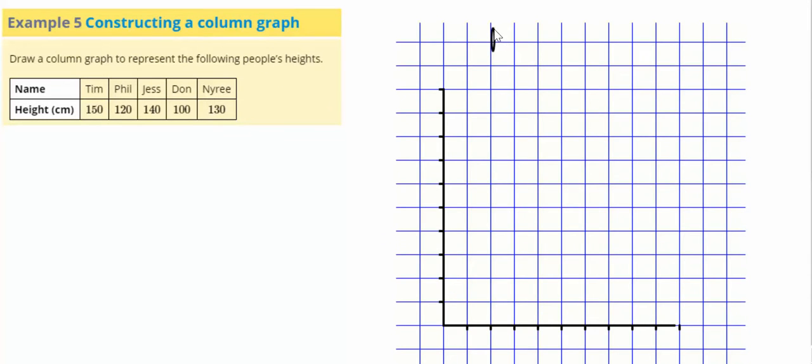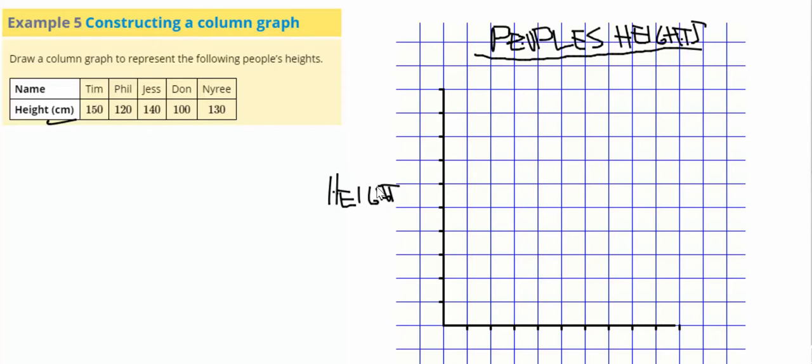Hang on, bear with me. Okay, let's try that again. So people's heights. This writes worse and worse, I reckon. So people's heights, really badly done as our title. Okay, we're going to have height in centimetres on this axis on this side, so it's going to be in centimetres. And down the bottom we're going to have people.